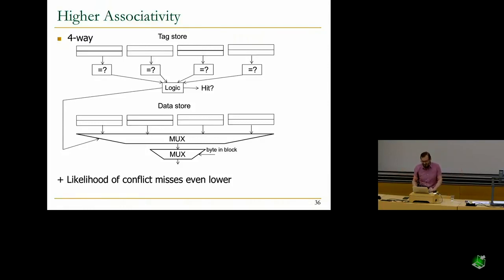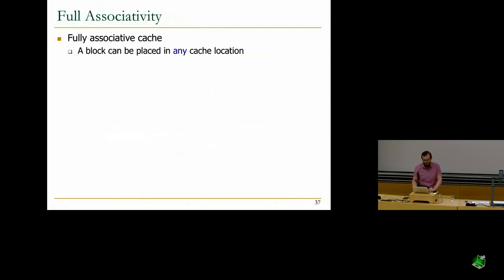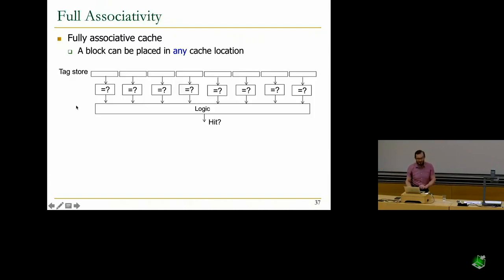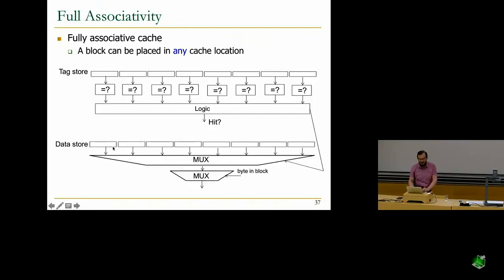Now, if you take it to the extreme in the cache design that we have, you get full associativity. This is a fully associative cache. And the idea is a block can be placed in any cache location, which means that we eliminate the index bits. You don't index into the cache anymore. It's fully associative in terms of the tags. Basically, it looks like this. Your tag store has eight entries, and you compare the tag and valid bits of all of them. And based on that, in parallel, you access all the data store entries also, and you mux out the right one, depending on what this logic says.